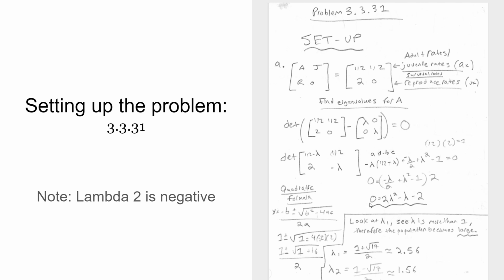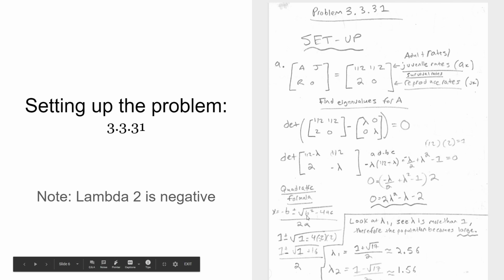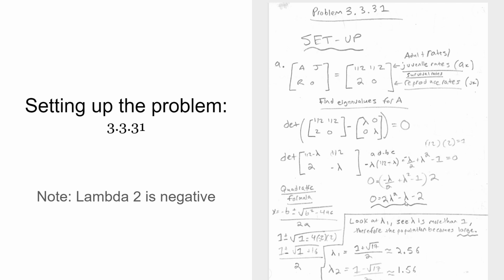Now you're maybe wondering, how do you solve for lambda here? Well, I use the quadratic formula because I don't know if our lambda is going to be rational or not. But essentially think of x as lambda. I input my numbers here. So for example, the coefficient of b is negative 1.